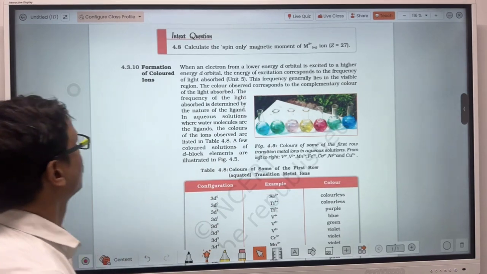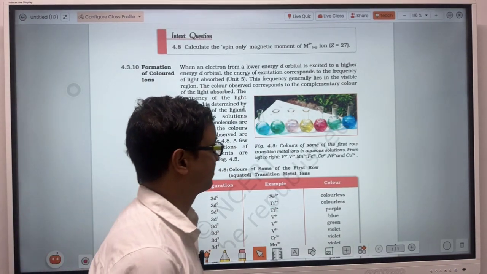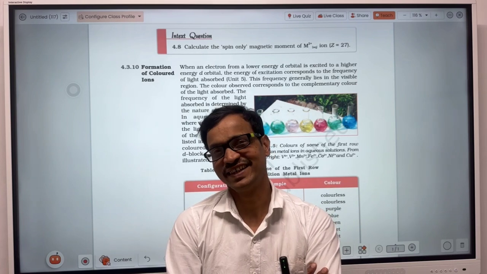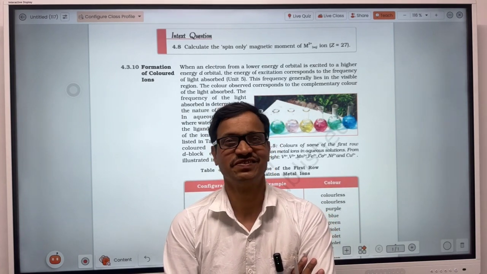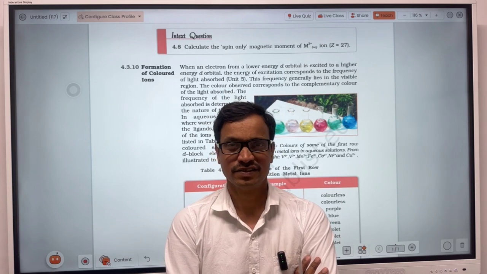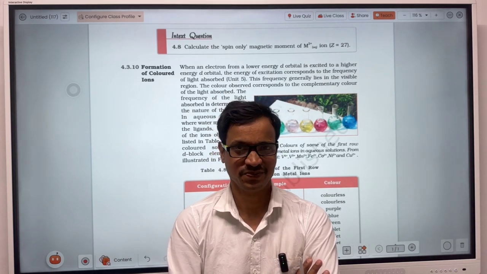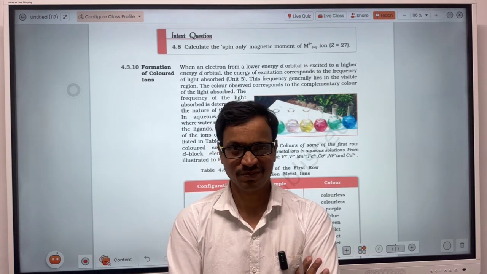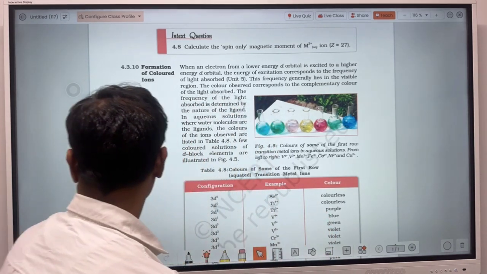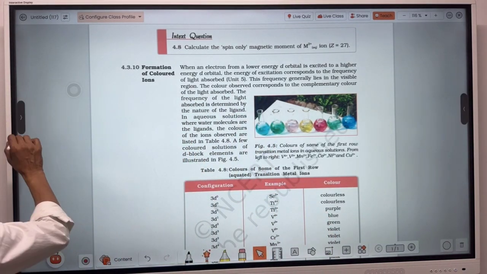Now let's see here, formation of colored ions. Why is that compound colored? A number of times in the 12th board examination, the question was asked: transition metals show color, why? Or why does a complex compound show color? So let's see what actually happens.